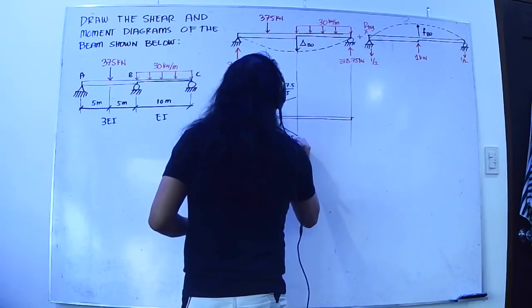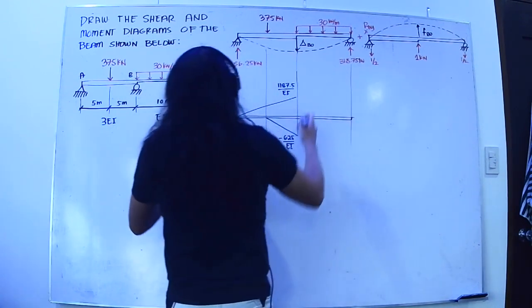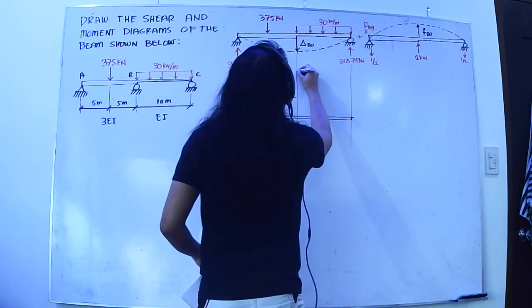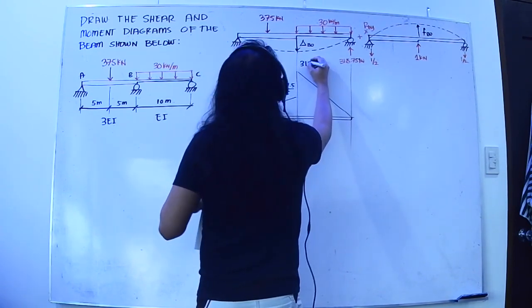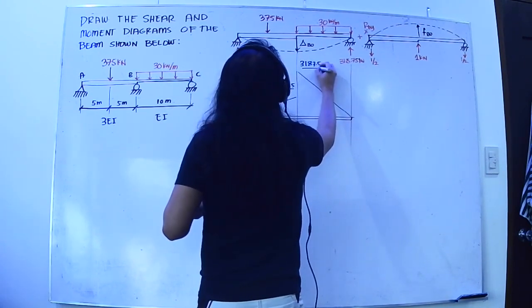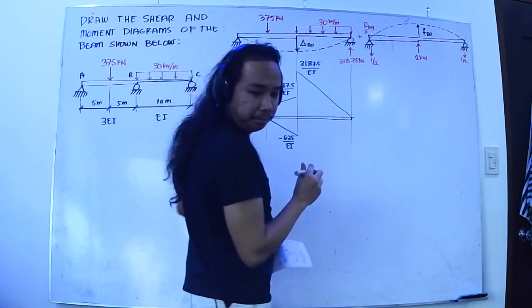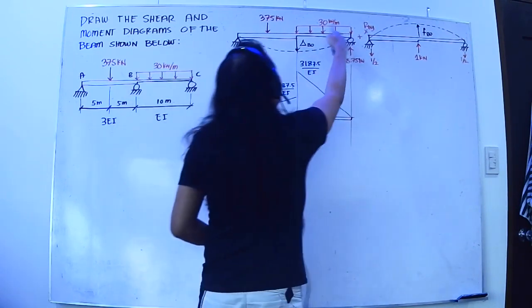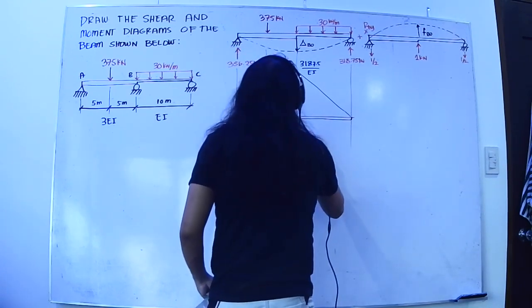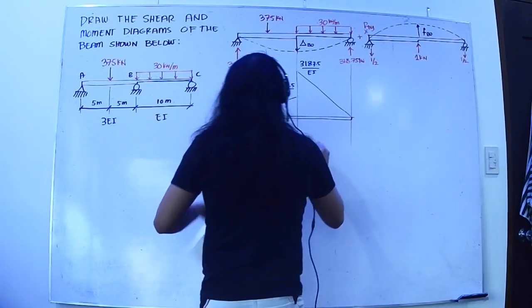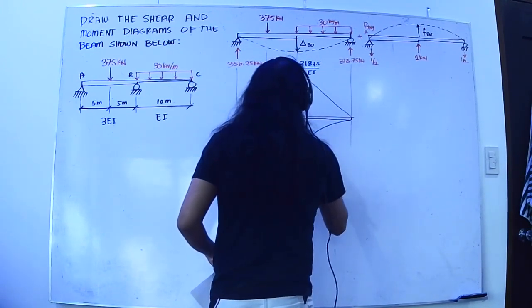In this part, this is just 1EI. So I will have 3187.5 divided by EI, times 10. Then here it is 30. This will result in a second degree equation for the moment, which is equal to negative 1,500 over EI.